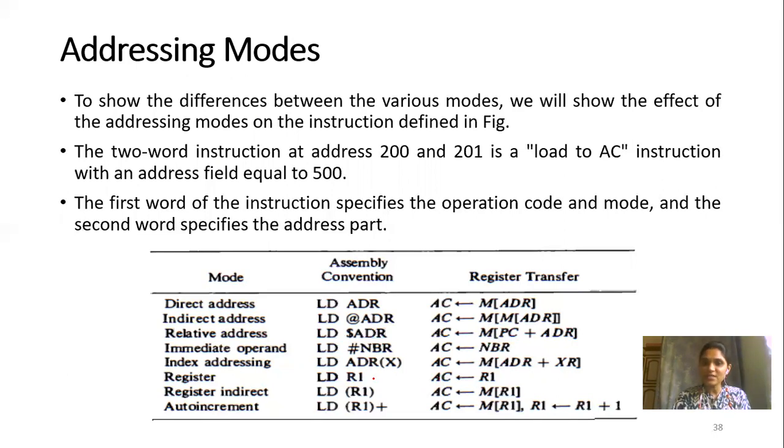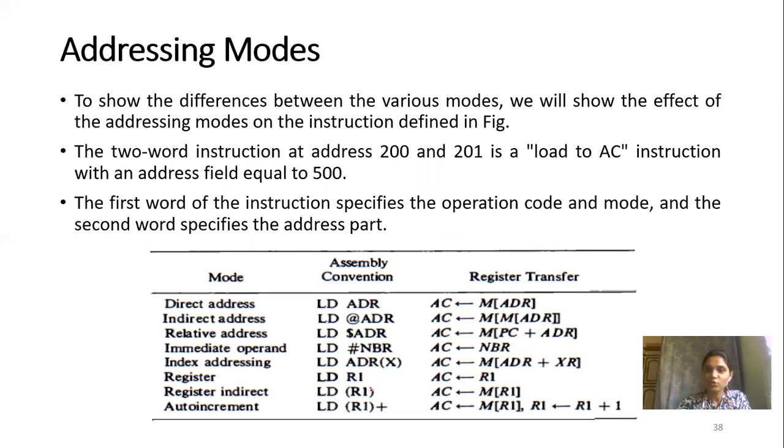For index addressing mode, you will use XR as an index register, and that is added to ADR, and then the memory content of that addition location is stored into the accumulator. It is represented by ADR and then bracket X. This X denotes your indexed addressing mode. Then register addressing mode: LD R1. R1 denotes your register, so the content of R1 is stored into the accumulator.